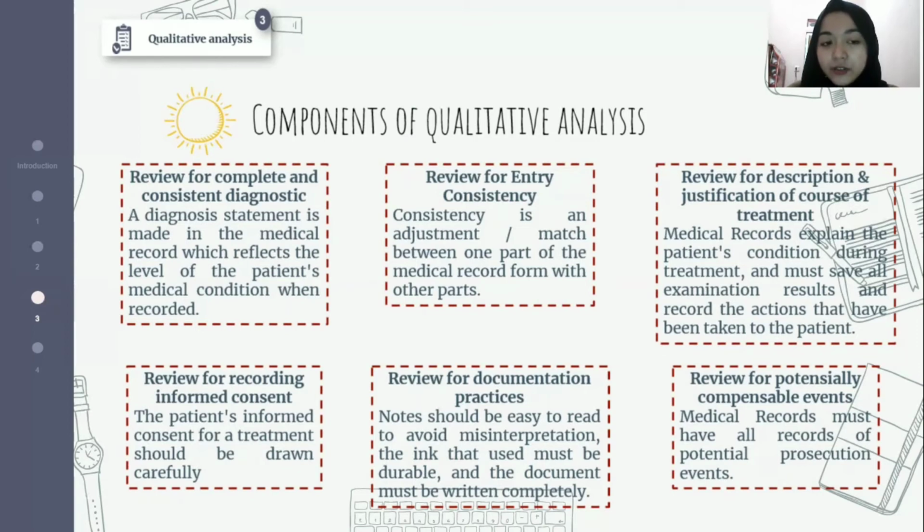4. Review for recording informed consent. The patient's informed consent for a treatment should be drawn carefully. 5. Review for documentation practices. Notes should be easy to read to avoid misinterpretation. The ink that is used must be durable, and the document must be written completely. 6. Review for potentially compensable events. Medical records must have all records of potential prosecution events.